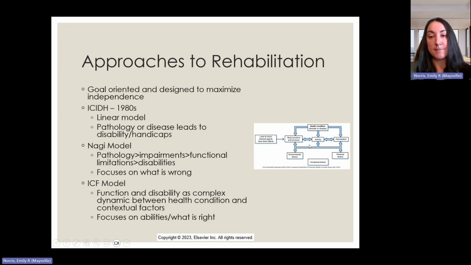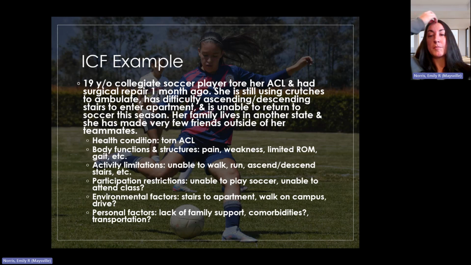It also has the health condition here up at the top, has body functions and structures, activity limitations, participation restrictions, environmental factors, and personal factors. And you're looking at all of that, how things affect the patient, so that you can best determine how to help them get the most out of their life and with their current condition. Here's an example of a quick little scenario and where each part of the scenario fits into the ICF model.